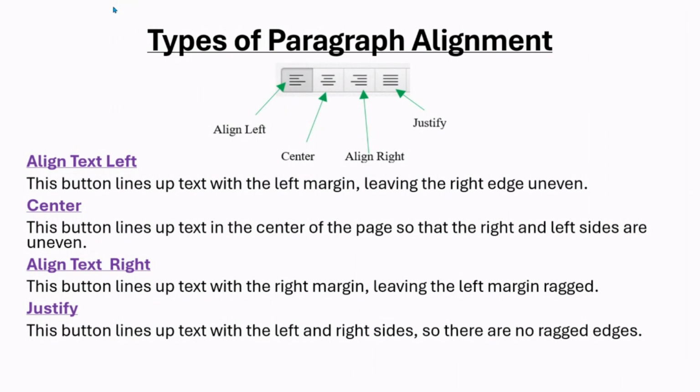And then the final option, justify. This button lines up text with both the left and right side, so there are no ragged edges. With this alignment option, everything on the left and the right side, both sides, are even.